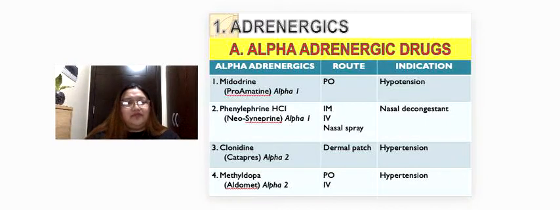Now, if ever there are dermal patches, when do we replace them normally? Normally, you replace patches if the old one falls off. Alright? Fourth, methyldopa, no? So, per orem and IV, also for hypertension kasi alpha 2 siya.